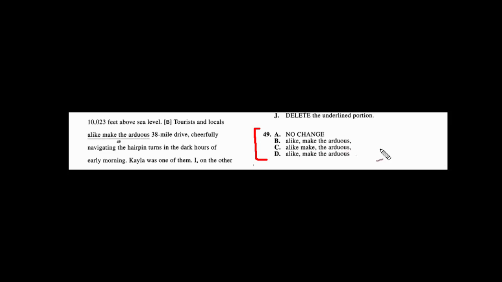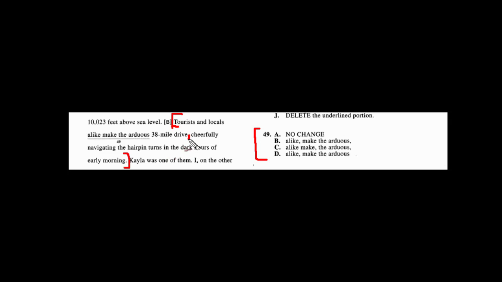Problem 49, there's a gazillion commas when you glance at your answer choices here. So you see this is a tough problem. Watch how easy we make this, okay? You glance and see there's commas everywhere, commas here, commas there. Now, what you do is you go over to the sentence. Here's the beginning of the sentence, starting with tourists, and it goes all the way down here until early morning.